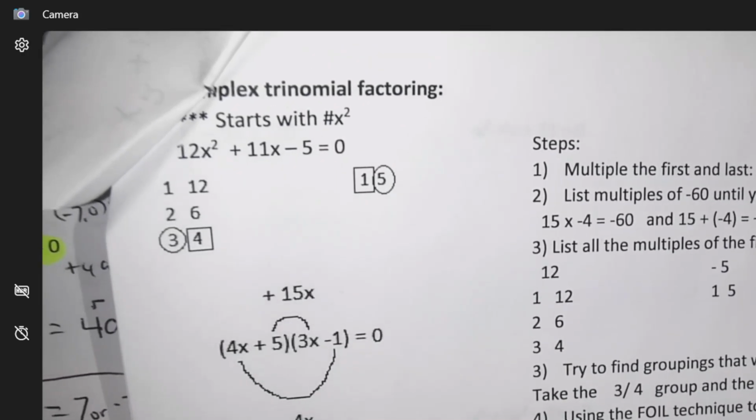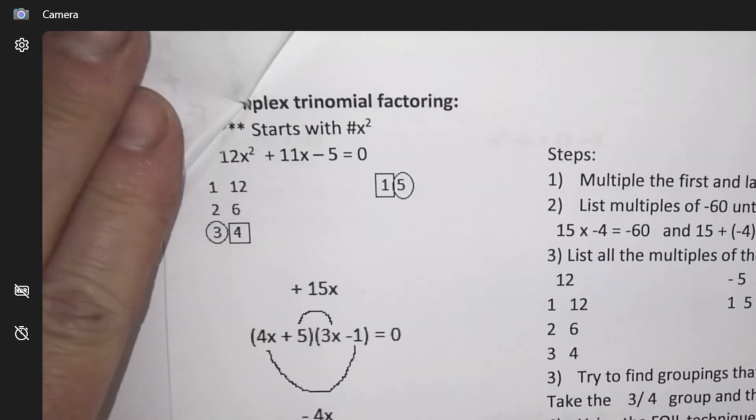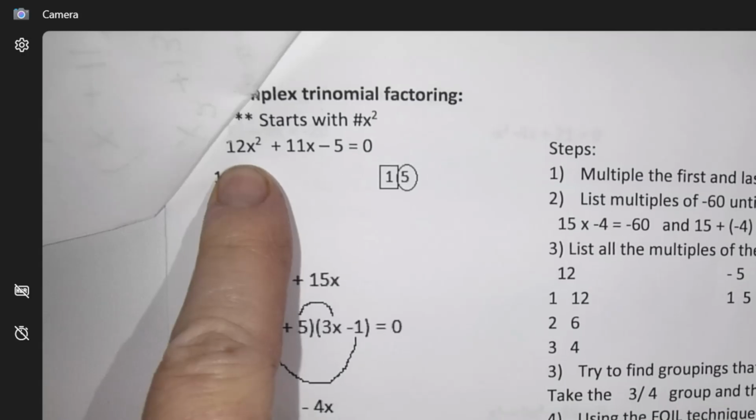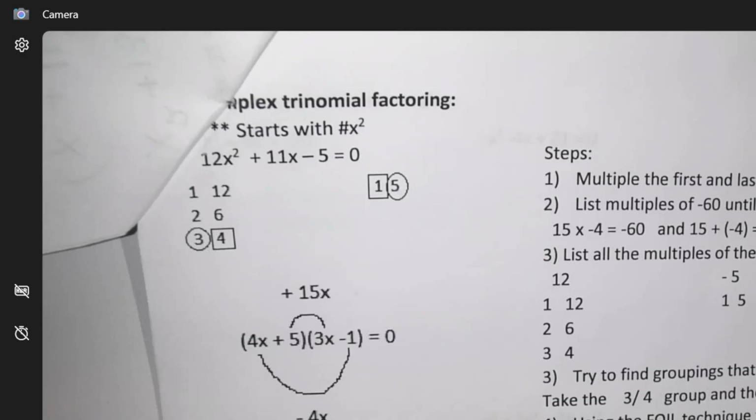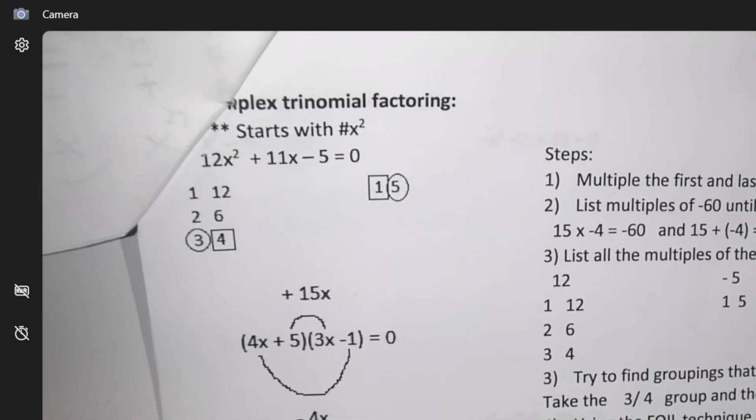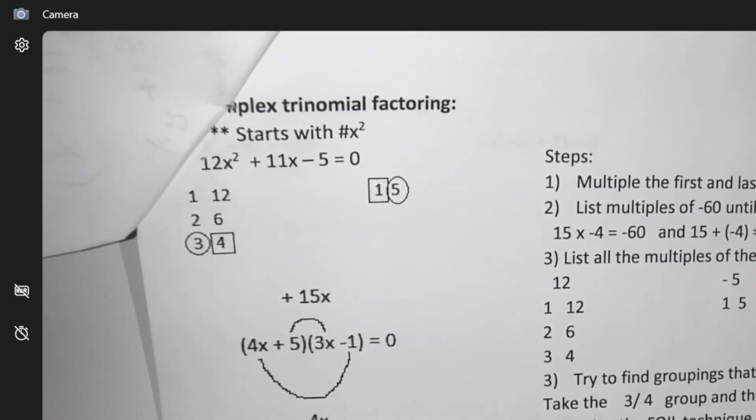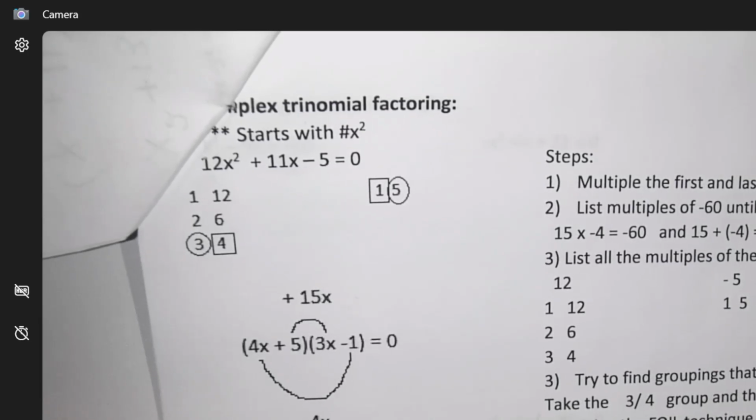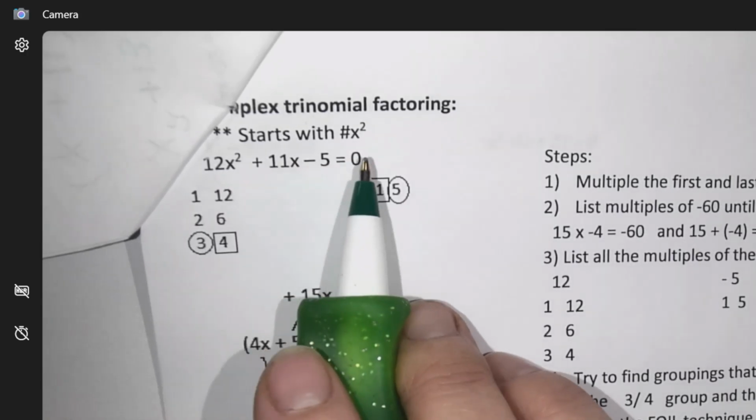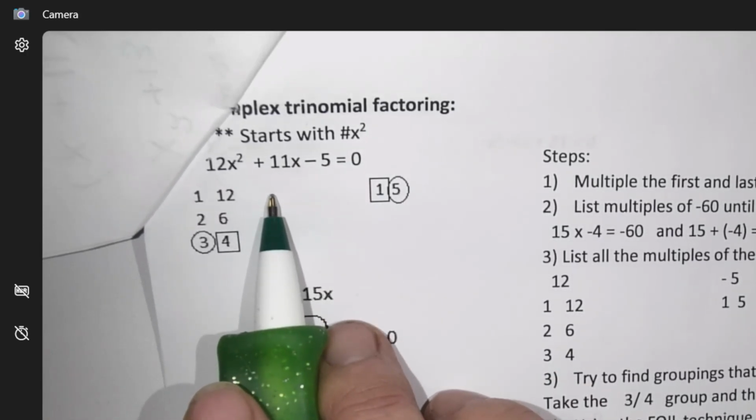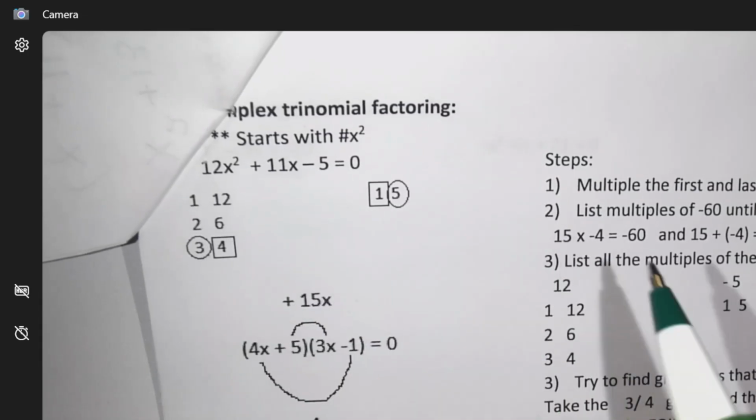Okay, so what is a complex trinomial? That means it's a trinomial that doesn't start with just x squared, okay? Has some kind of a value besides 1. Okay, so here are the steps. Remembering the whole idea of factoring is working backwards of that FOIL. So we're always going to kind of relate everything to FOIL. Okay, so my first step is I'm going to figure out the FL number.